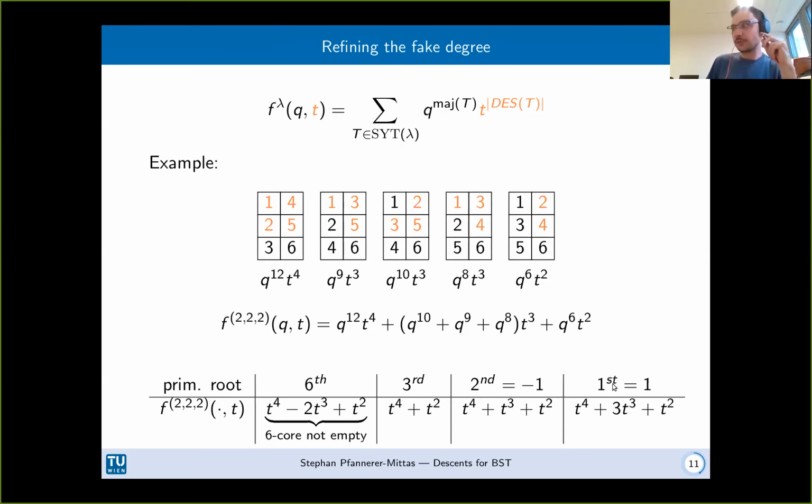So if we look at the first root of unity, of course, when we plug in q equals 1, we will simply get the generating function for the number of descents. So this is the number of descents for standard Young tableaux. And so the question is: is there some nice notion of descents on border strip tableaux explaining these polynomials here? And the answer is yes, there is. And I will explain how to define descents on border strip tableaux on the next slide.